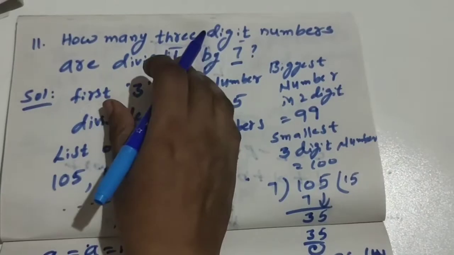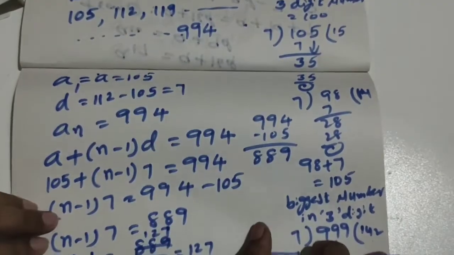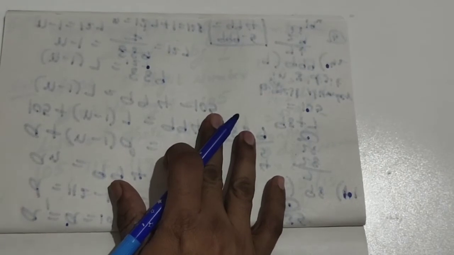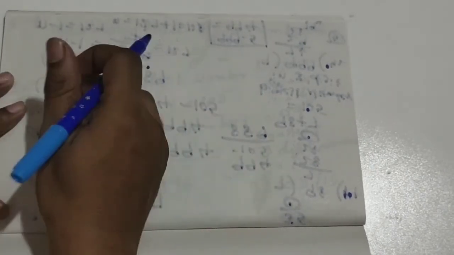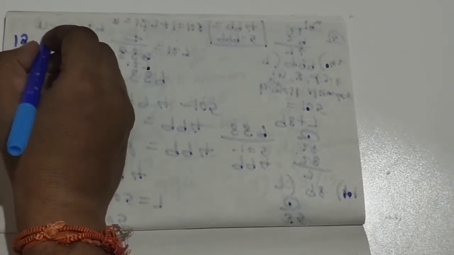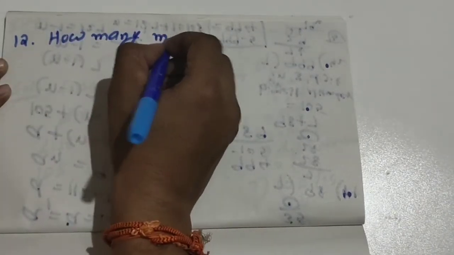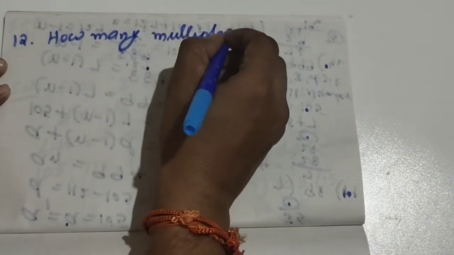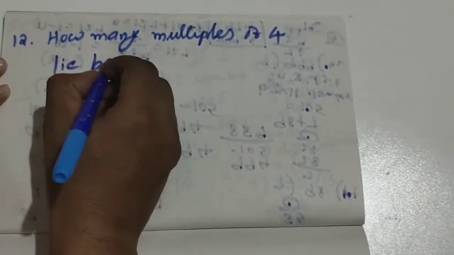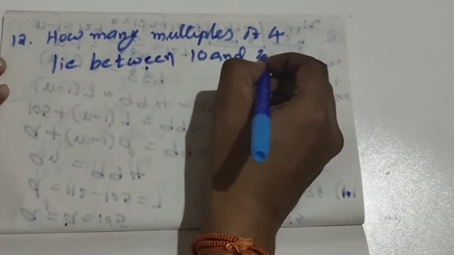Practice well. Okay, and next, now let us take one more sum like this. How many multiples of 4 lie between 10 and 250?